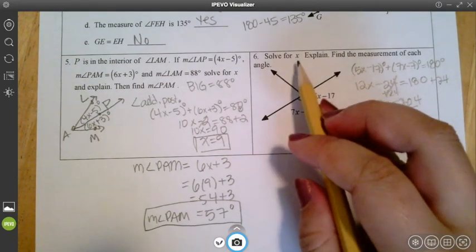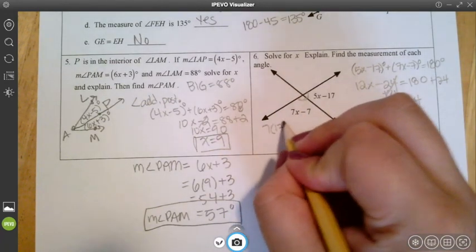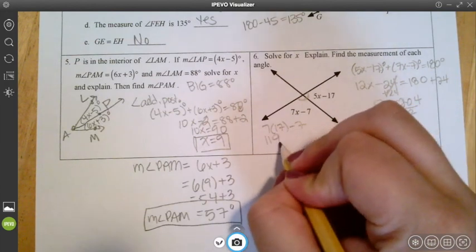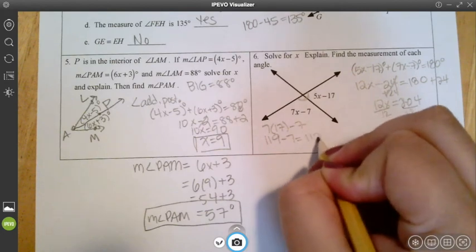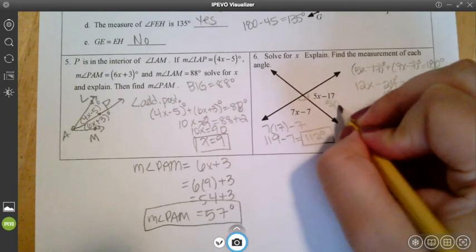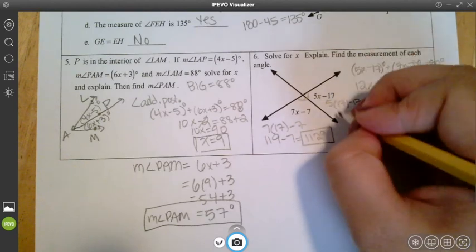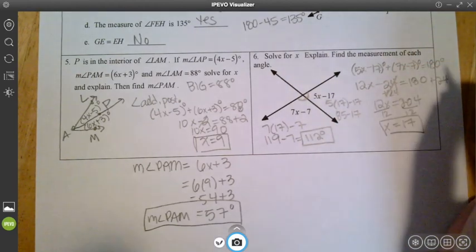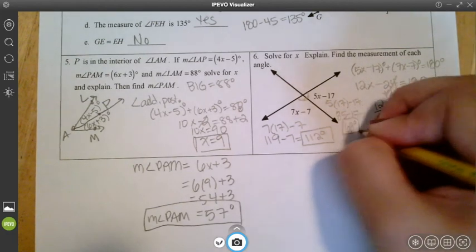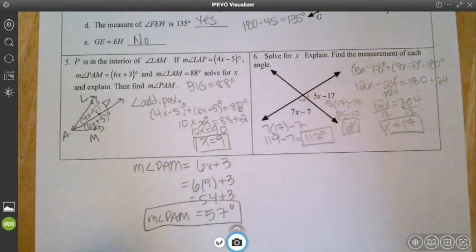I am looking for x, but I'm also looking for these two angles. So 7 times 17 minus 7. 7 times 17 is 119, minus 7 is 112. And 5 times 17 minus 17 equals, 5 times 17 is 85, minus 17, which is 68 degrees. Now these two should add up to 180. 112 and 68 is 180, so it worked out.